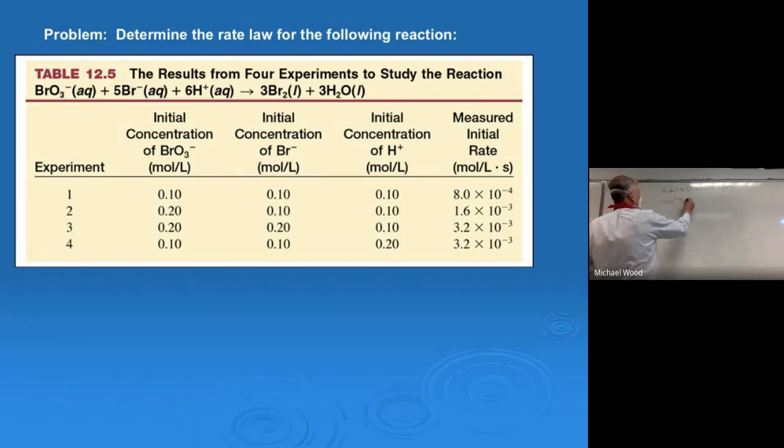This is a lowercase k. And again, that's going to become important in chapter 13. Probably not next week, but the following week. That'll be a capital K. Okay, bromate is 0.20, and the unit on this is molarity to the first. Bromate is 0.20 to the first. And H plus is 0.10 squared.